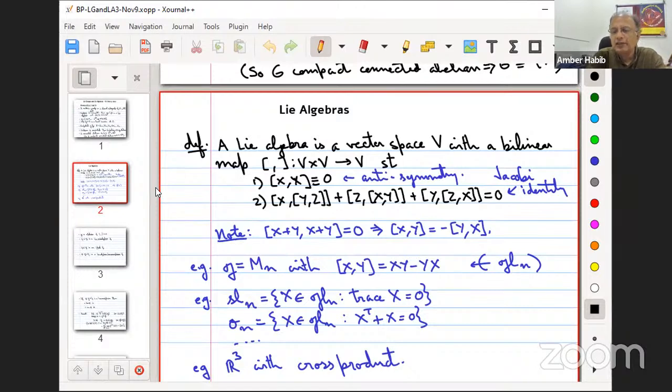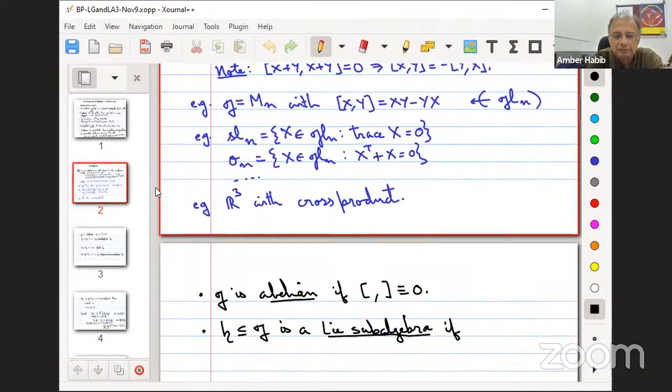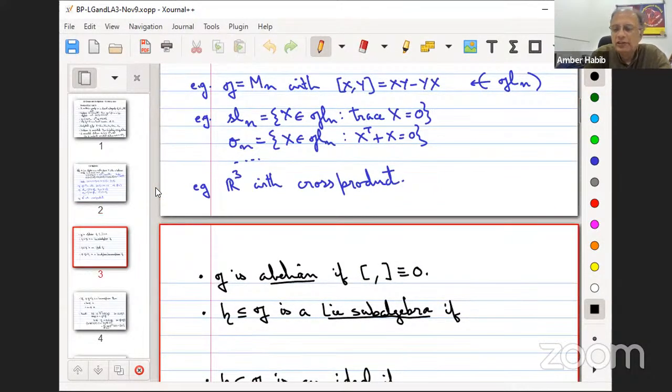Okay, and there's another example which we have known since school. You look at R3 and you take the vector cross product, and that cross product also has the right properties and makes R3 into a Lie algebra. That's actually quite a useful Lie algebra as well in the theory. Okay, all right, some terms. G is abelian if the bracket is identically 0.